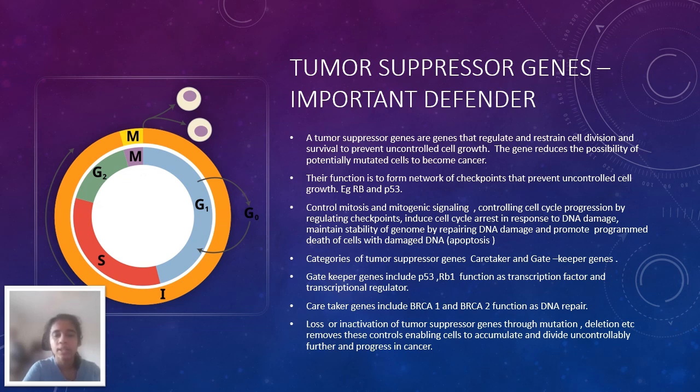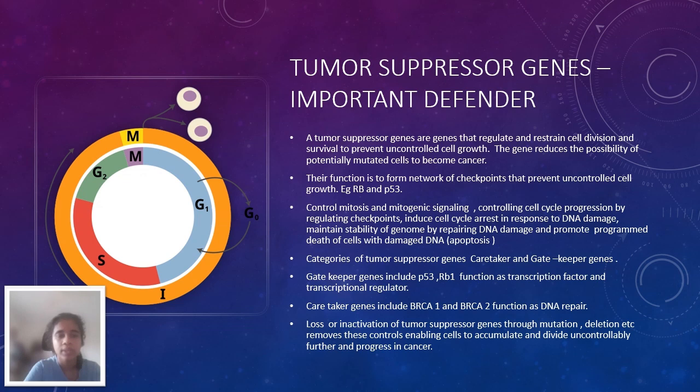They can control cell cycle progression, so they can regulate checkpoints. They can cause cell cycle arrest whenever the DNA is damaged. This is the major way through which p53 works. It can maintain the stability of the genome by repairing the DNA, and it can activate apoptosis if the damage to the DNA is irreversible and the cells have to be removed.